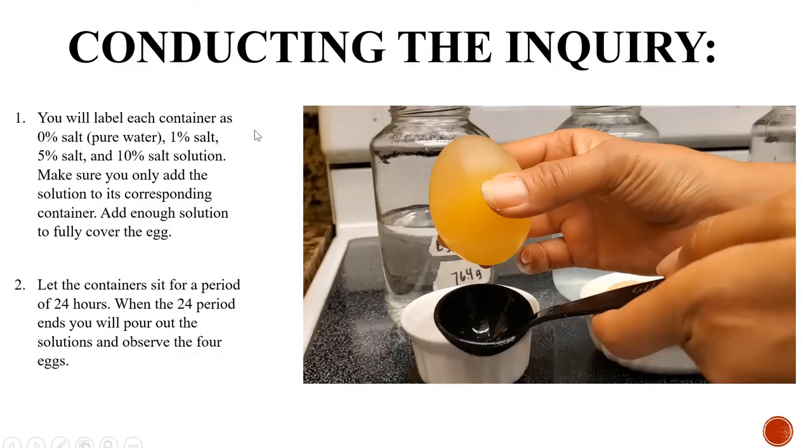Conducting the inquiry. You'll label your jars accordingly and then place each of your naked eggs into the jars. At this time, you could measure the eggs' weight in grams so that after the experiment, you could see if there's a difference in the weight. You're going to insert each egg into its appropriate jar and wait 24 hours to see the results of the effect of salt concentrations on the eggs.